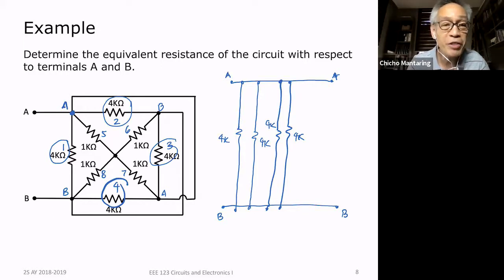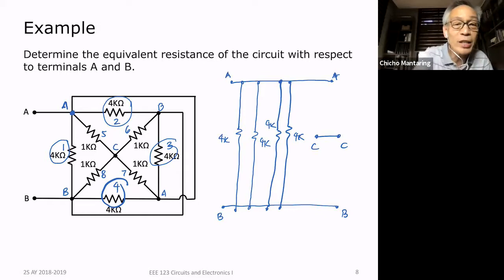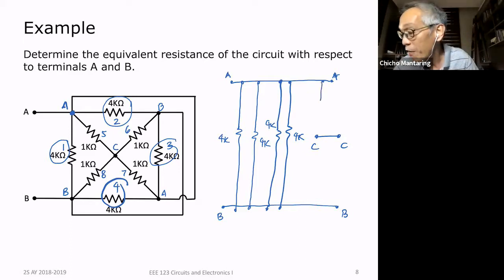Now, what about 5, 6, 7, and 8? I have another point here, point C. So let's say this is C. What is between A and C? Okay, who can tell me what two resistors are between A and C? Can I hear from you? 5 and 7, that's right, no? So between A and C, I have 5. This is 1K. And I also have 7.